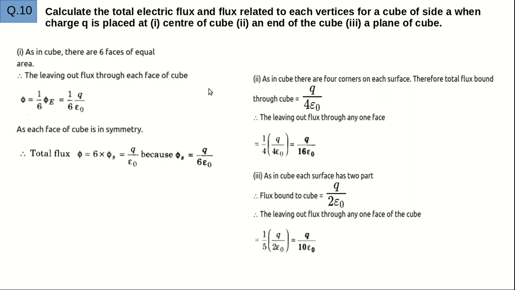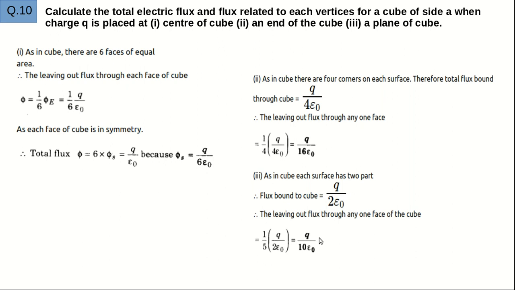Now if you place the charge at the corner of the cube, the flux bound is q by 4 epsilon naught, and the flux leaving out through any face will be 1 by 4 into q by 4 epsilon naught, which is q by 16 epsilon naught. Now if you place the charge at the face plane of the cube, the flux bound is q by 2 epsilon naught, and the flux leaving through any one face of the cube will be 1 by 5 into q by 2 epsilon naught, which is q by 10 epsilon naught.